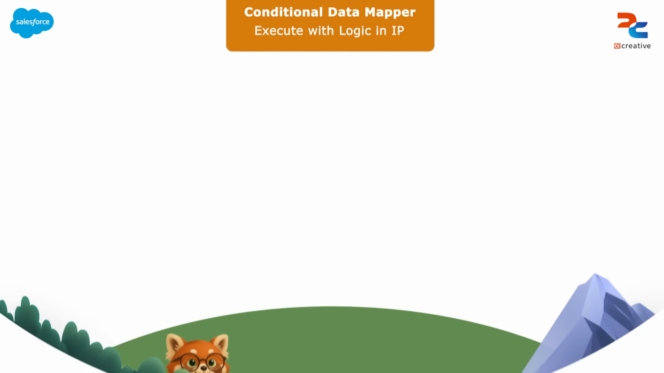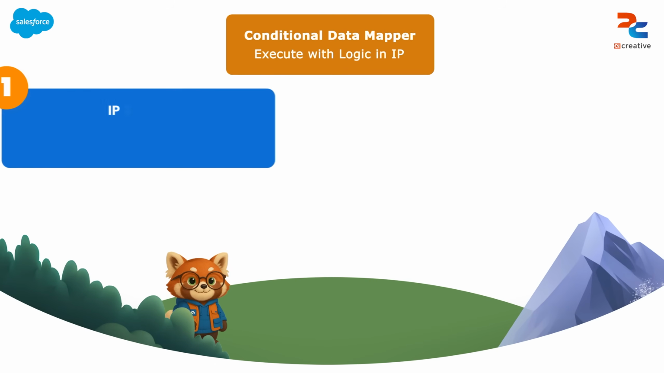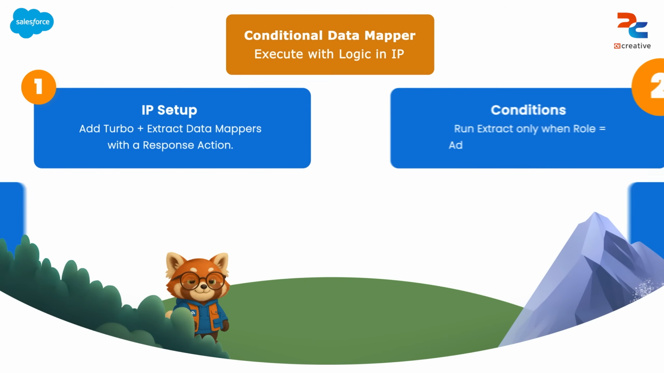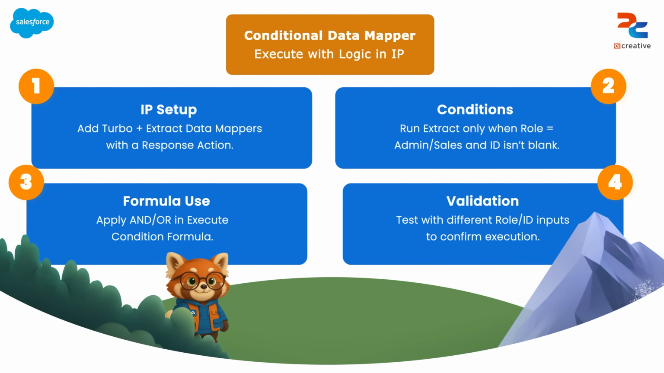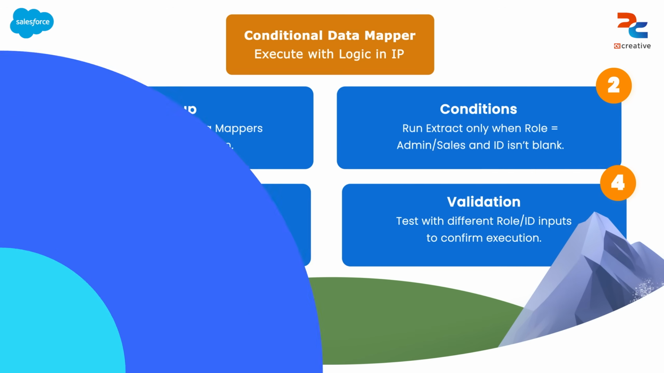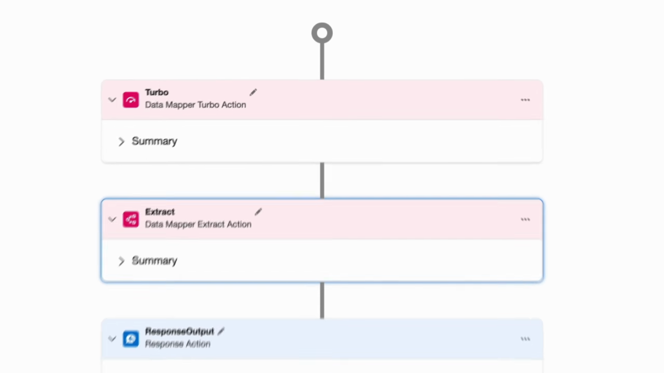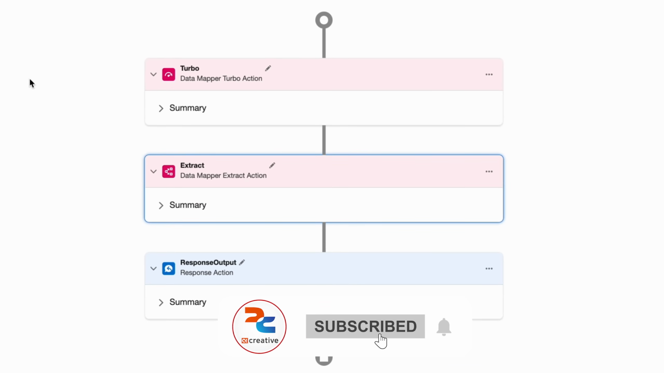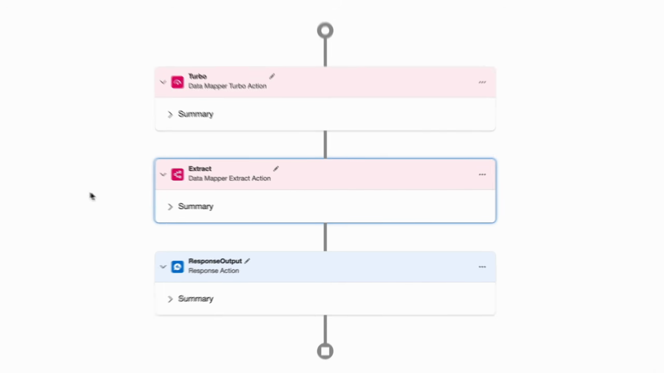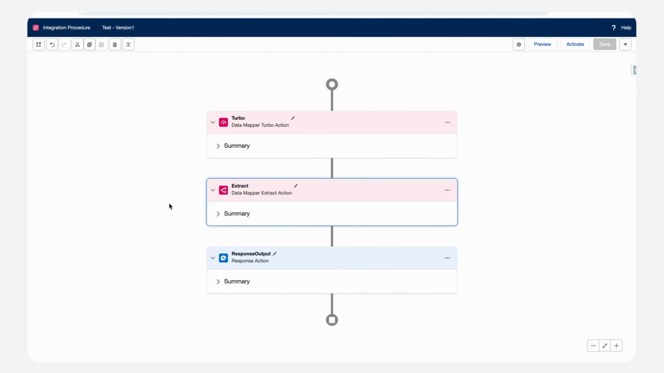Hello everyone, in this video we will see how to execute a data mapper in an IP based on multiple conditions in the Omnistudio standard designer. Here we have an IP that includes two data mappers and one response action. Of the two data mappers, one is the turbo action and the other one is the extract action. We want to execute this extract action data mapper only if certain conditions are met.